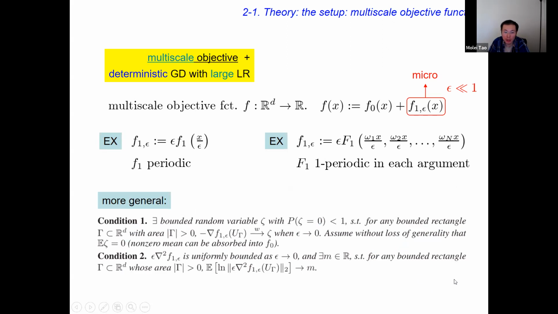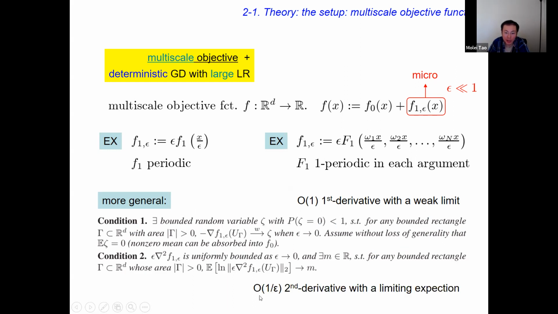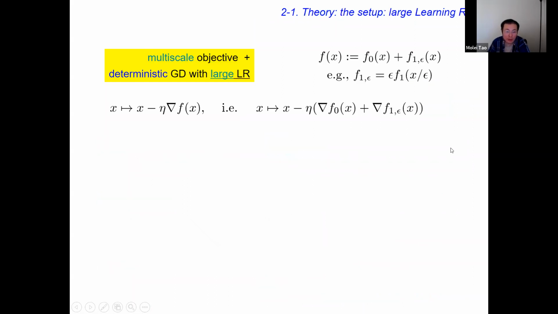Our requirements are a little technical, but they are actually very mild. Roughly speaking, I require the micro potential to have a gradient that converges to an order 1 random variable. In addition, I also have an assumption on the second order derivative. It needs to be order 1 over epsilon, which makes sense, because if you differentiate twice here, for instance, you get 1 over epsilon, and similarly here as well. So that's what I meant by multi-scale objective.